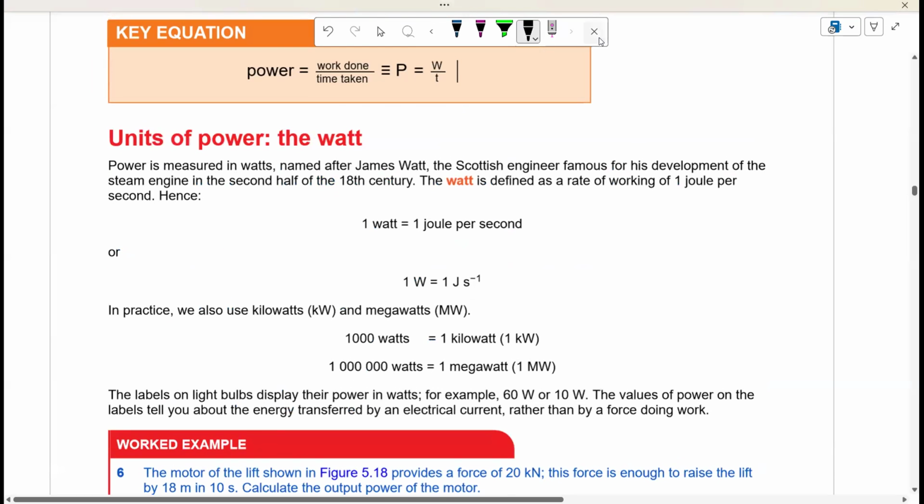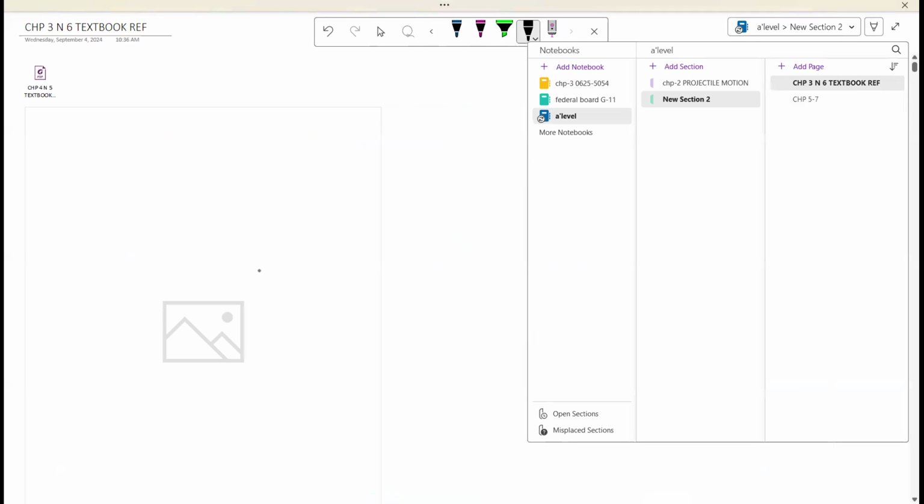Power and energy transfers. Let's see it from the other book as well.